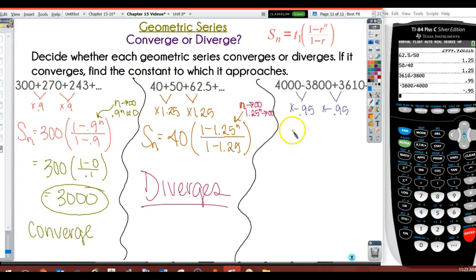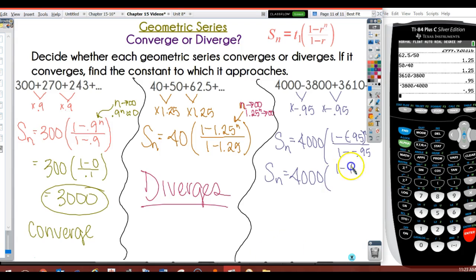So we'll set it up in the sum formula. So I will have my first term, 4,000, times 1 minus negative 0.95 to the n, over 1 minus negative 0.95. And this should be in parentheses, that negative 0.95. From here, I will get 4,000 times 1 minus negative 0.95 to the nth, all divided by positive 1.95.